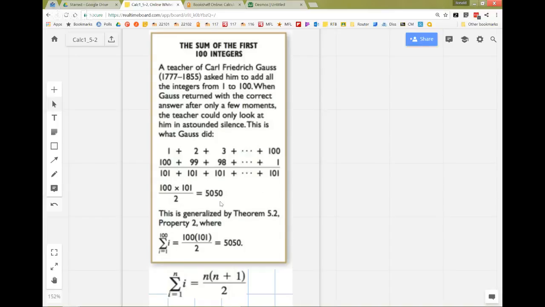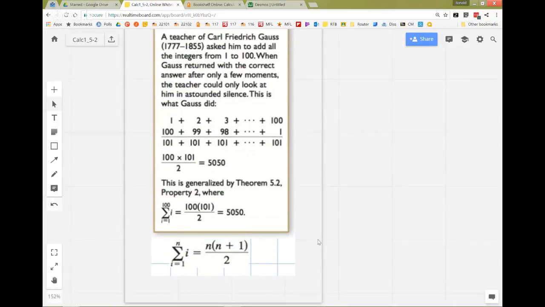And that is the correct answer, 5,050. So here's how that's expressed at the bottom here, using summation notation. From 1 to 100, add up all the numbers, add up all the i's, and it turns out that his shortcut is correct. And in fact, here is one of the properties we're going to learn today.